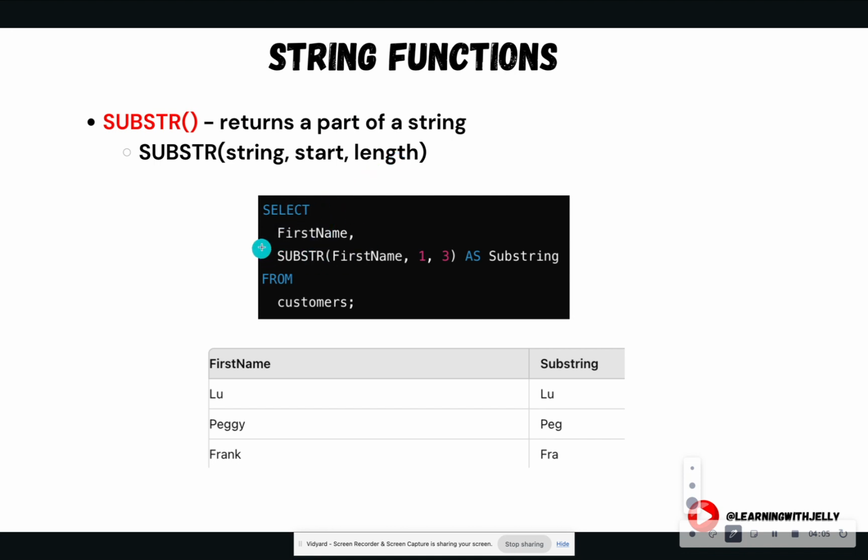So in this case, we're doing a substr of the first name, starting at the first letter and going up to that third letter. And so you see Lou is just returning Lou. Peggy has the 3 letters of Peg, and Frank has the Fra.